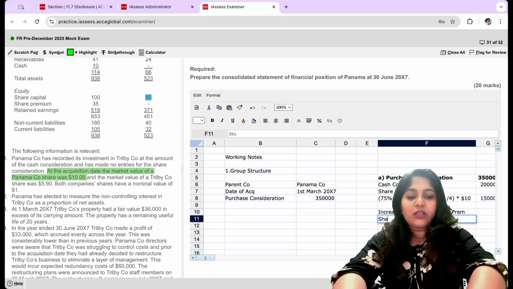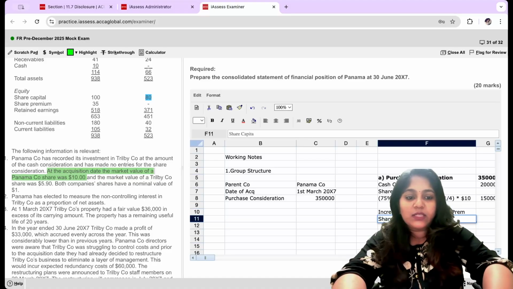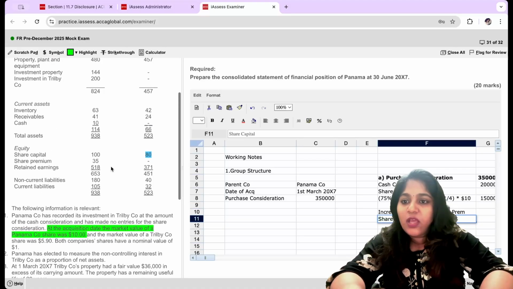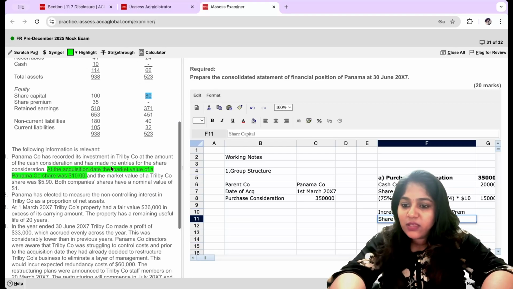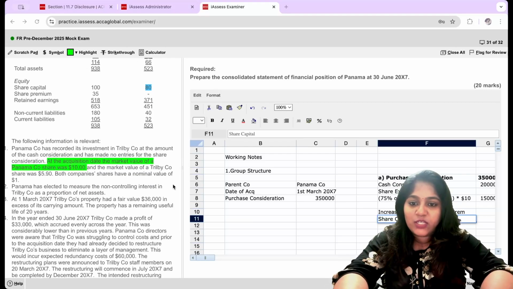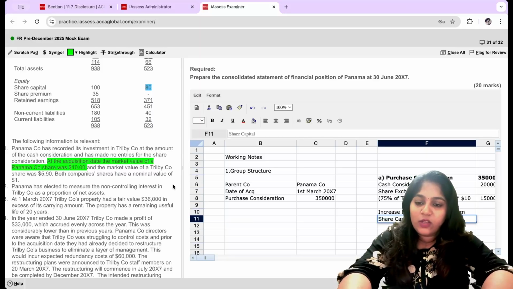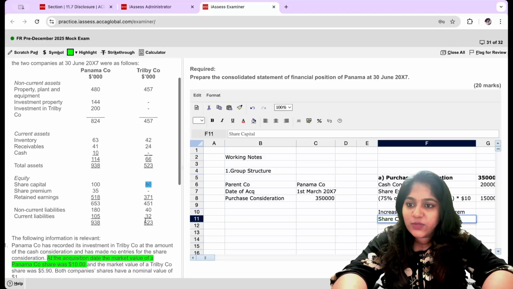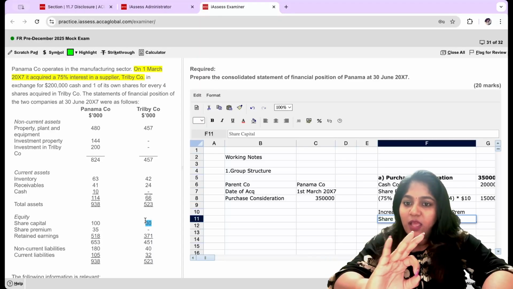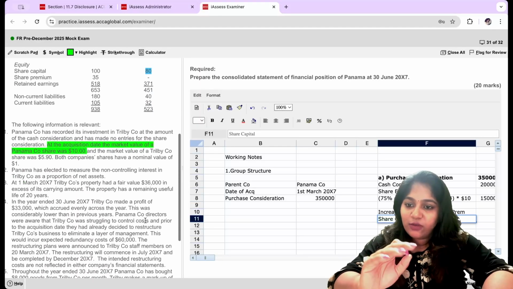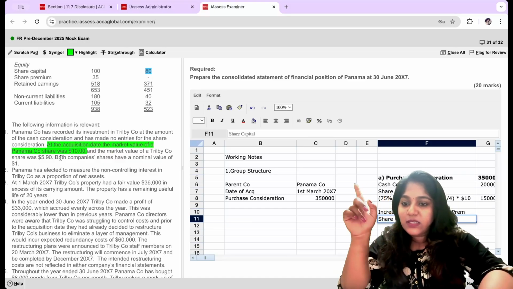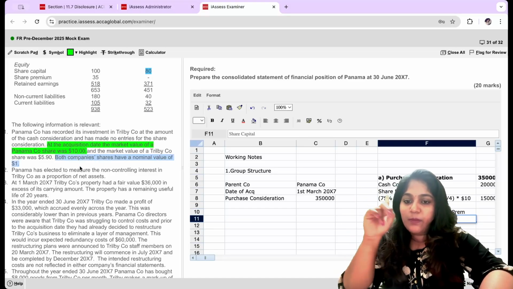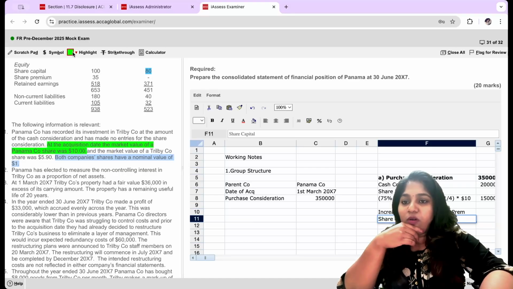How much do I have to increase? Share capital will be increased by the number of shares that I have issued. What is the face value of the shares? The face value of the shares will be $1. And what will be the market value? It is $10 each. So now $1 will be going to share capital, because it's clearly said here both companies have a nominal value of $1.